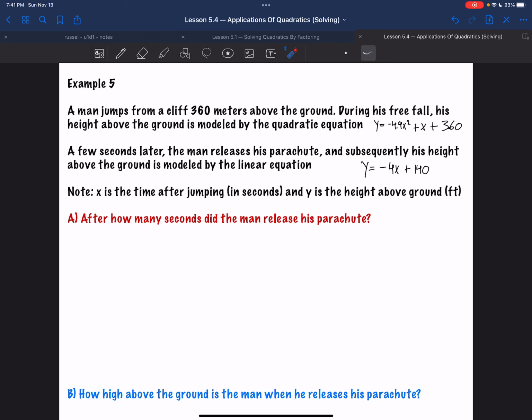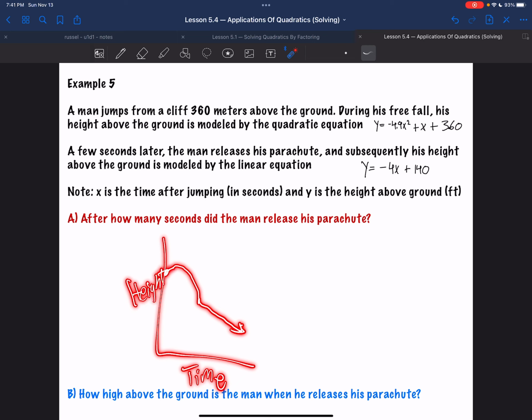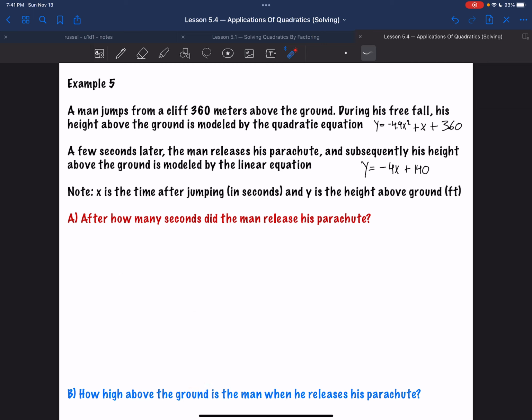Note, x is the time after jumping, and y is the height above ground. This is a little important because we could try and visualize this as the man jumping, and then here he pulls his parachute. But this axis is time, and this axis is height. Like I said in the last video, be careful, because the graph isn't the physical reality of what you're seeing. It's just height with respect to time. You can't see time.